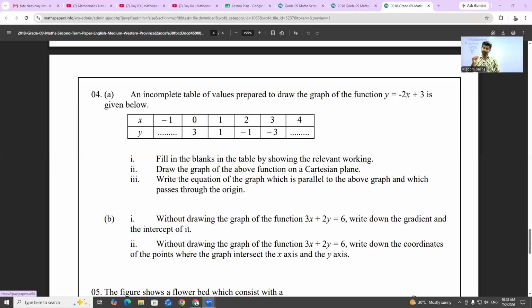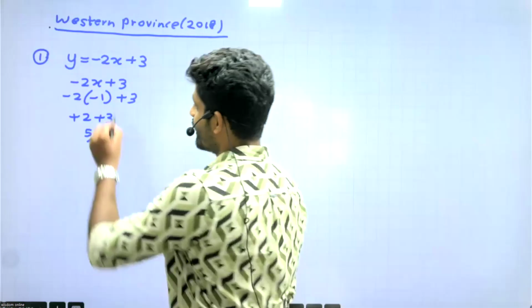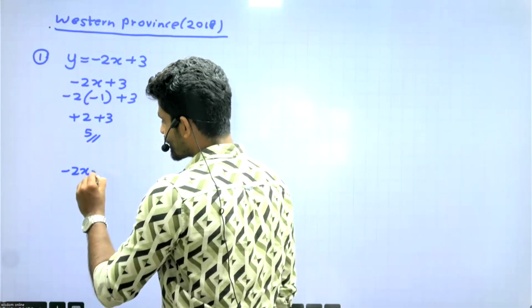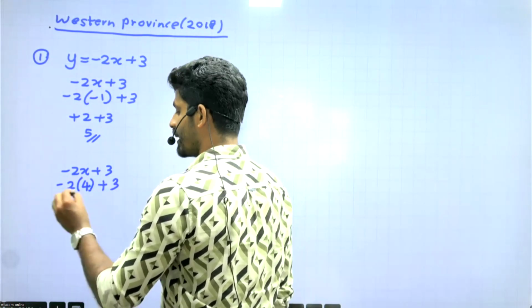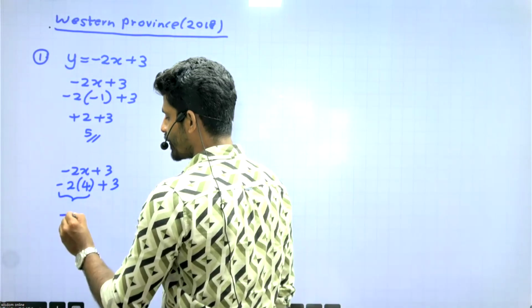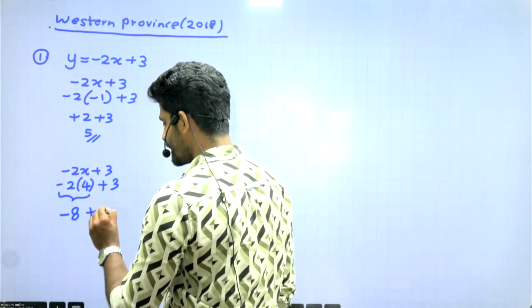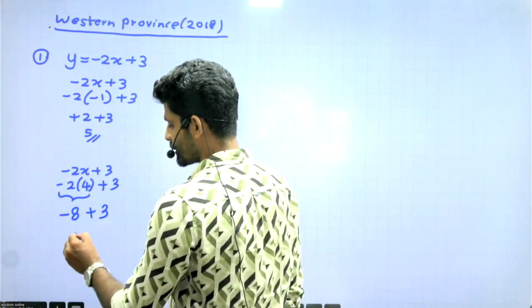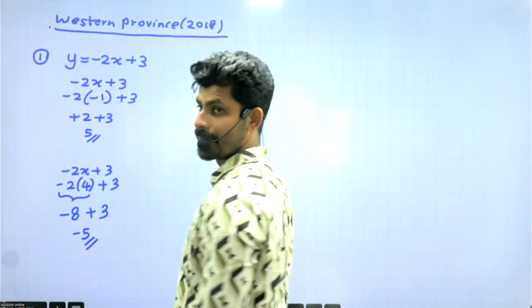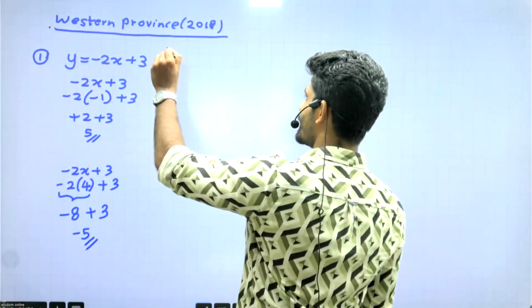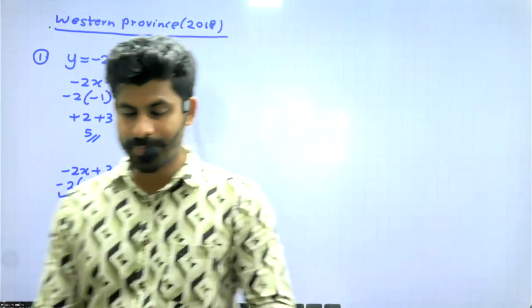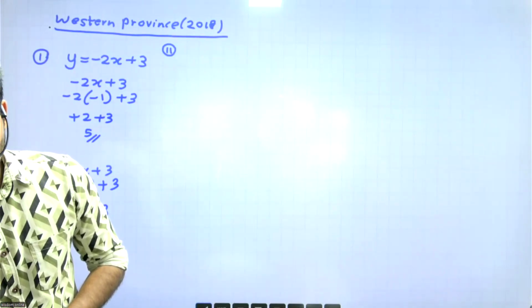Look at the next one. What is the answer for x equals 4? When x is 4, minus 2x plus 3 is minus 2 multiplied by 4 plus 3. Minus 2 multiplied by 4 is minus 8. Minus 8 plus 3 is minus 5. Minus 5 is the answer.